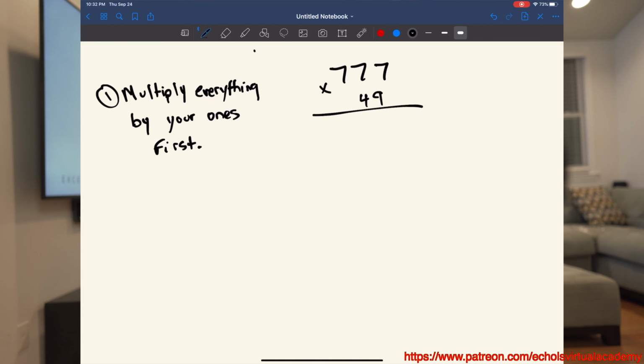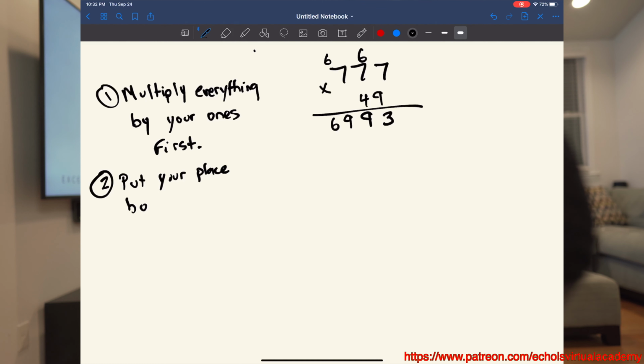And then before you do anything else, you gotta remember rule number 2. Put your placeholder 0 below the ones place. Because now you're multiplying your 10. So you put your placeholder 0 below your ones place.